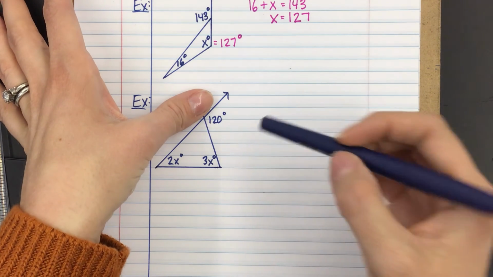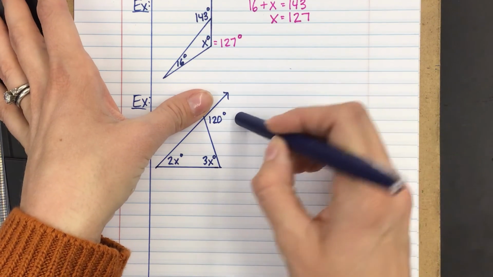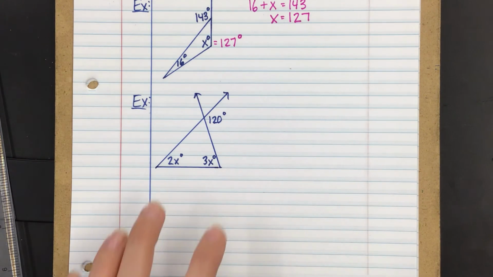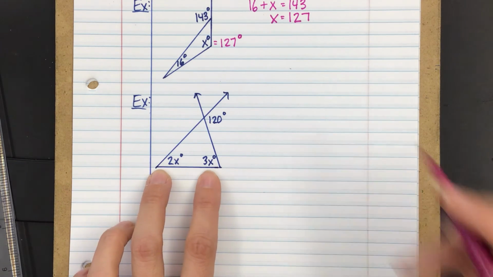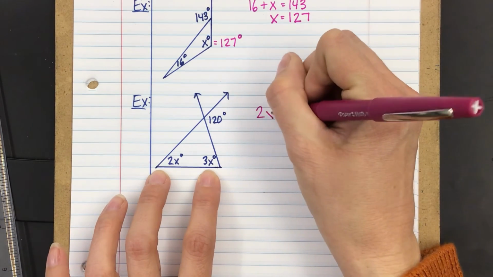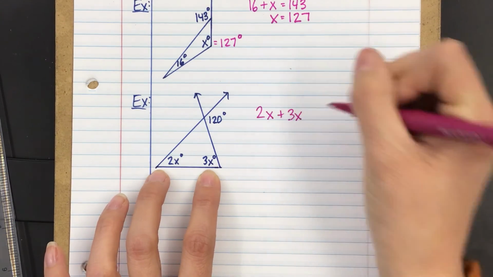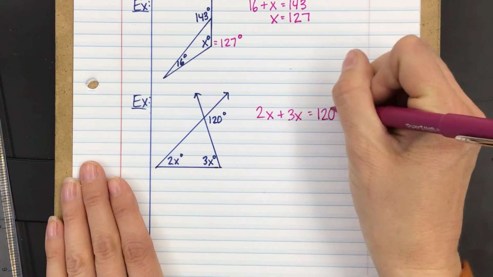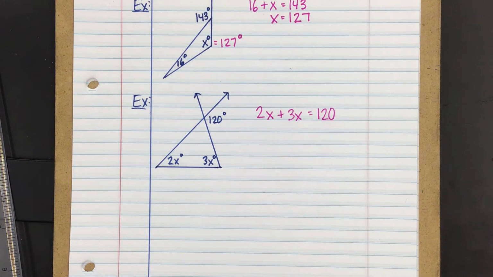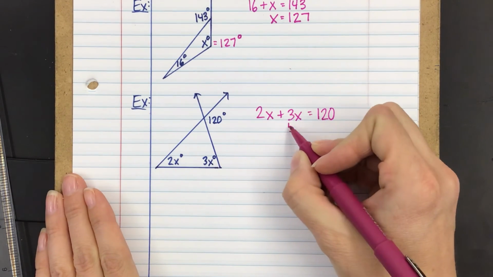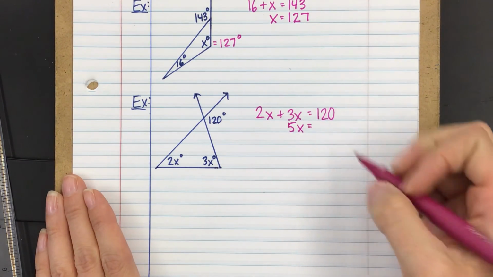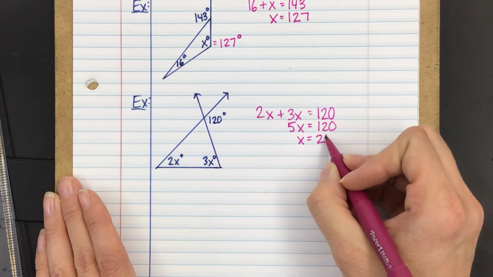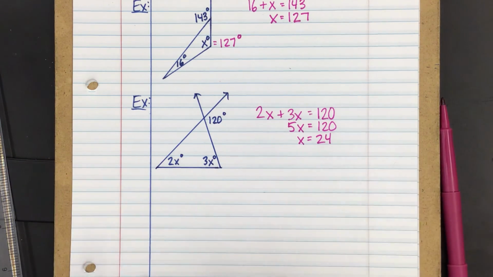Okay. And we have the exterior angle here and the two remote interior angles here. So when we're creating our equation, we can say that this remote interior angle plus this one, so 2x plus 3x, is equal to the exterior angle, which is 120. And then I can combine like terms and solve. What did you guys get for x? 24, good. Okay, and there we have it.